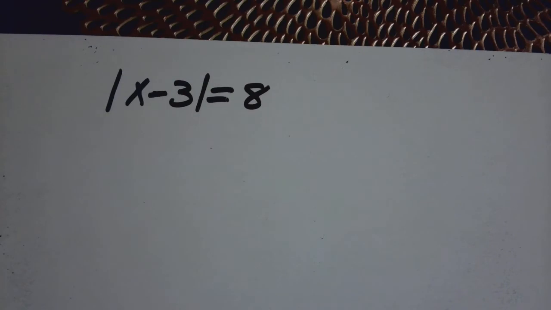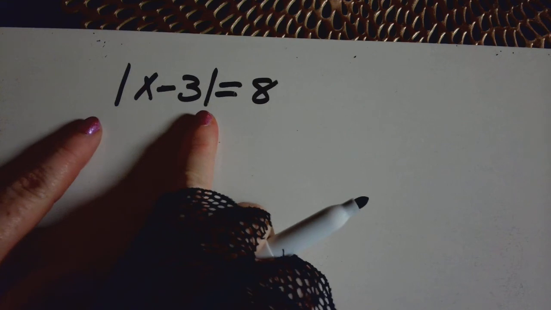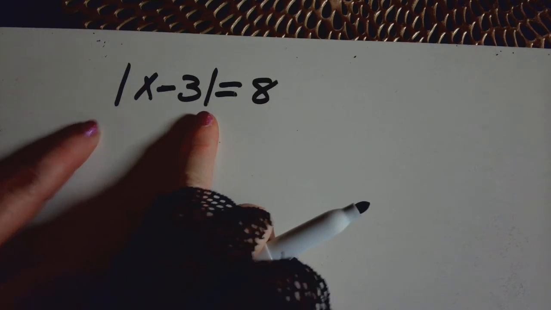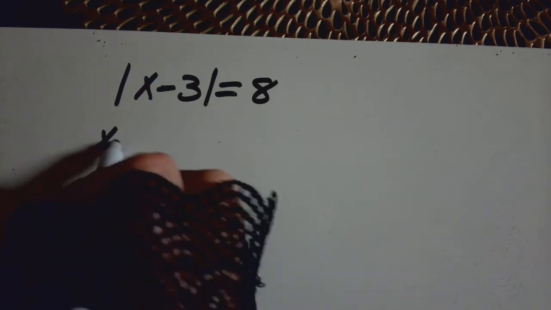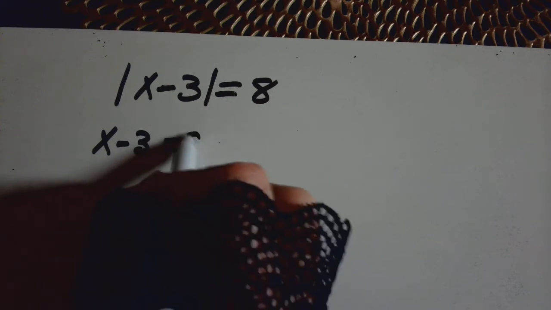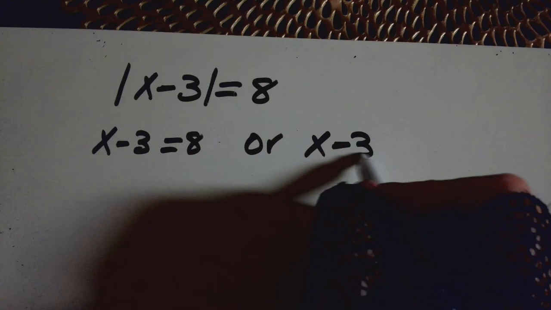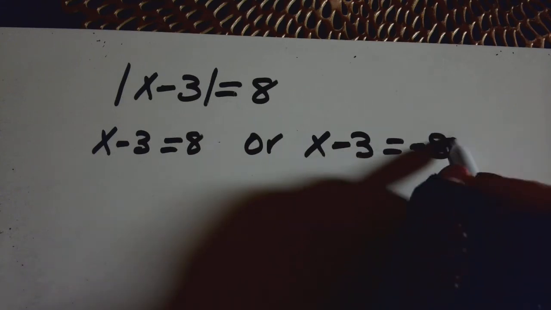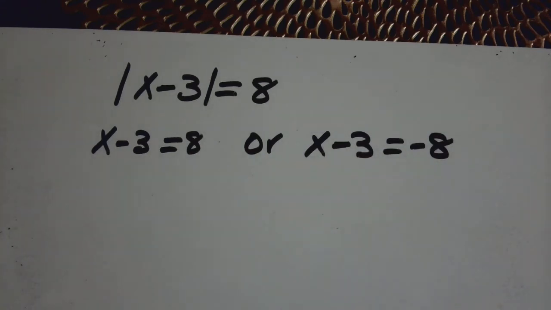The absolute value of x minus 3 equals 8. So we're going to write this as two equations. When you solve them, you take it out of the absolute value, and you say x minus 3 equals 8, or x minus 3 equals negative 8. Remember, you've got those distances on either side. And then you just solve it.